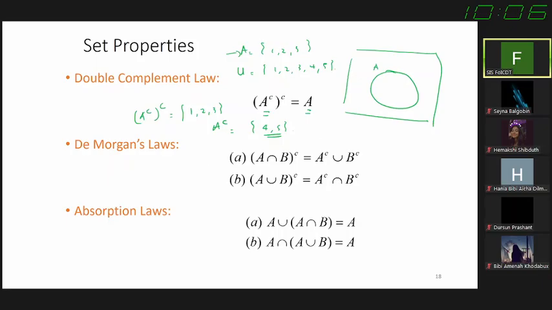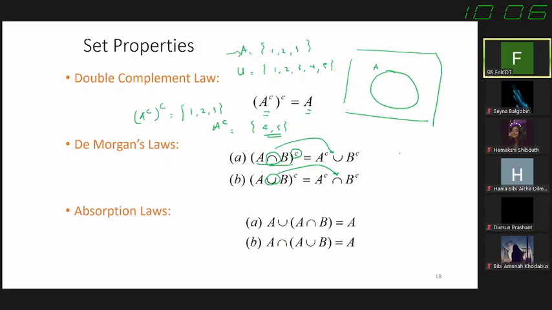De Morgan's law is an interesting law. If you have a complement, De Morgan does not apply for this one, but you'll see other De Morgan's laws. A intersection B complement would be A complement union B complement. So when you remove the bracket, the intersection becomes the union here. When you remove the bracket for this one, the union becomes the intersection, right?